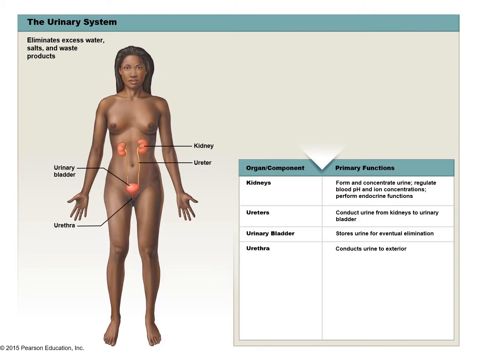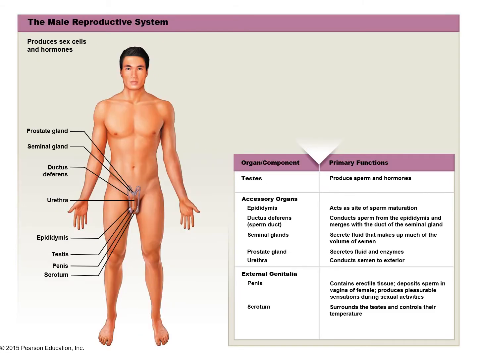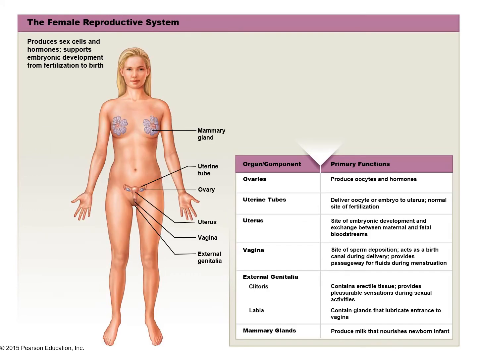Urinary system, we're going to talk about how we develop urine, which is basically the waste that we are going to release out of our body by filtering out our blood. Reproductive system, we're going to talk about the male reproductive parts and the female reproductive organs as well.